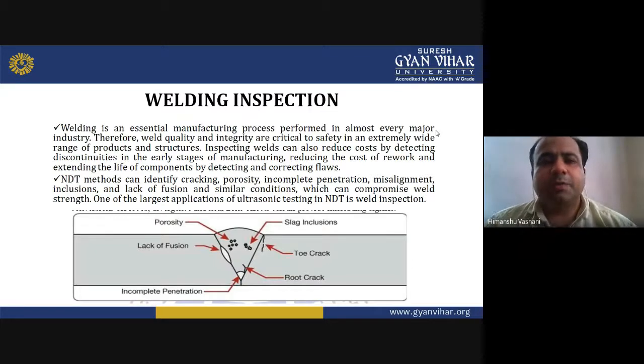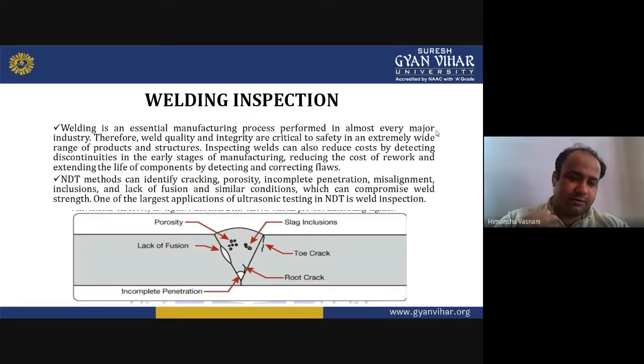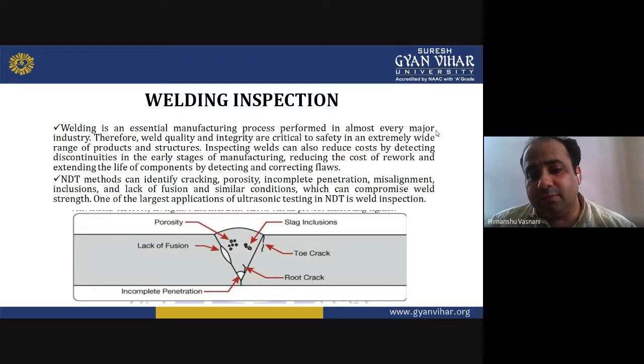So here they are saying that inspecting welds, or weldments, can also reduce the cost by detecting the discontinuities in the early stages of manufacturing only. This will reduce the cost of rework and extend the life of components by detecting and correcting flaws. Some kinds of flaws that are detected in the weldment are shown in the diagram. There is a porosity defect shown. Then slag inclusions, meaning some exterior material that has entered the welding zone and gets trapped inside the weldment. Then you can easily see a toe crack, or a root crack.